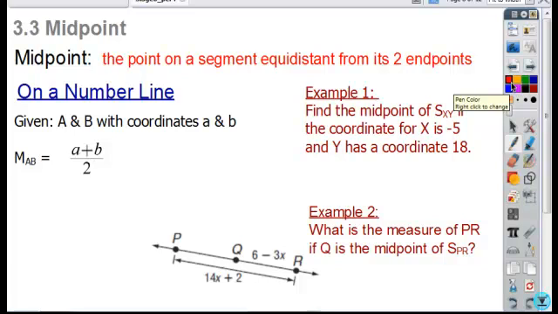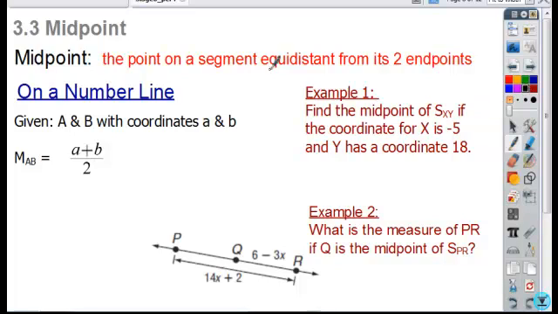Question 3.3 also has to do with finding midpoints. And just like with distance, we'll be looking at two scenarios, a midpoint on a number line and a midpoint on a coordinate plane. The simpler one is on a number line, so that's what we'll start with here. Regardless of how we're applying the midpoint, it means the same thing.